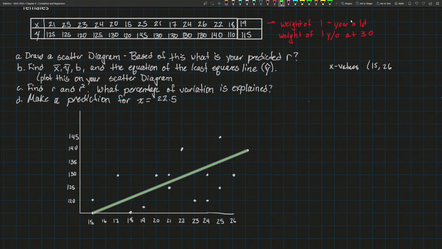Okay, and all this in white will be part A. If we were to guess what R squared or R would be in this case, I would guess R is probably not super close to 1. I would guess it's about 0.5. It's pretty loosely spread around that line. So I'm going to make a prediction and say 0.5. Okay, and there's going to be a lot of different answers for that. I would explain it: the data points are loosely spread around that line.